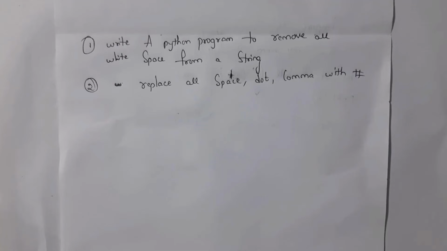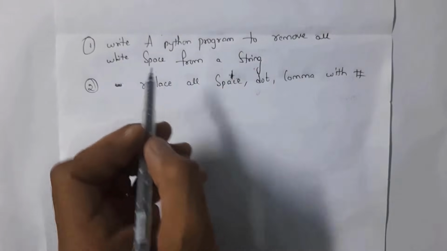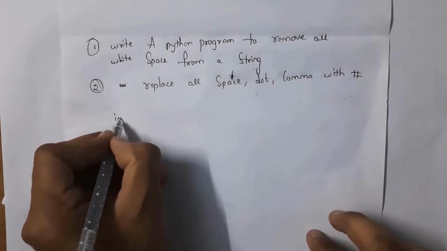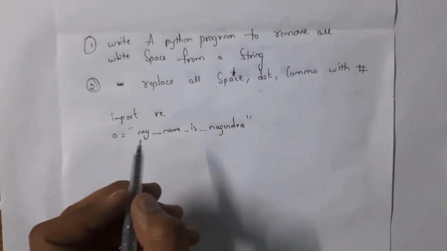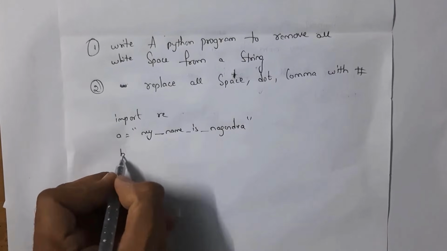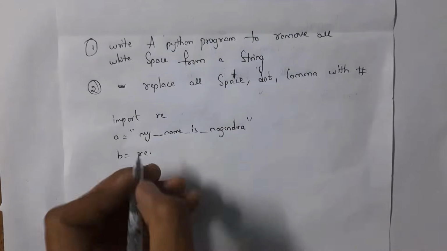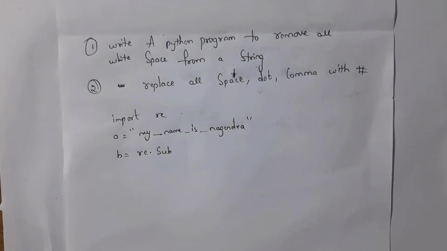Guys, next I will explain some important questions in the regular expression topic. This is the first question. Write a Python program to remove all white spaces from a string. I will give one example. So at first write import re and I wrote a equal to my name is Nagendra. Now I want to remove all the spaces from the given sentence. So just write here b equal to re dot sub, that is substitute. In order to remove spaces, we need to use the sub function.